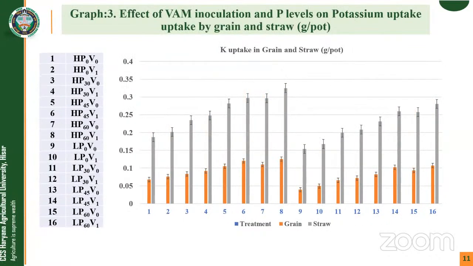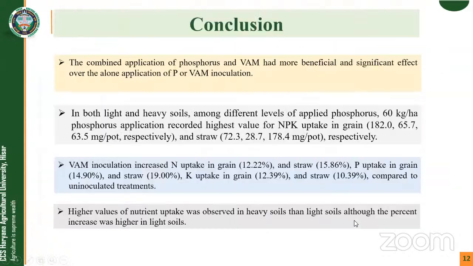And talking about the potassium status, the potassium status also increases with increase in the phosphorus level. We can observe from the graph that the potassium in the straw was found comparatively higher than in the grain. From this, we can conclude that the combined application of phosphorus and VAM had a more beneficial effect over the single application. And in both light and heavy soils, the 60 kg phosphorus application recorded the higher value, but 45 kg phosphorus with VAM was also found to be at par with that.